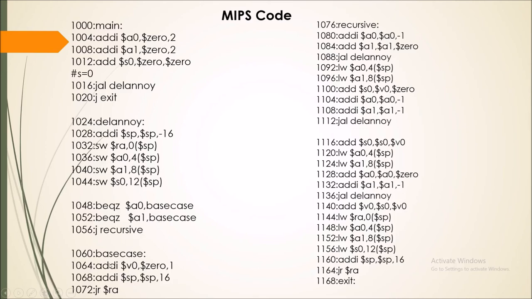In the base case we have add immediate V0, 1. We are initializing V0 as 1, and we are then adding 16 to the stack. So the address is shifted by 16, and we will jump to the RA value, whatever the RA value is. Okay, so let's move to the recursive part.